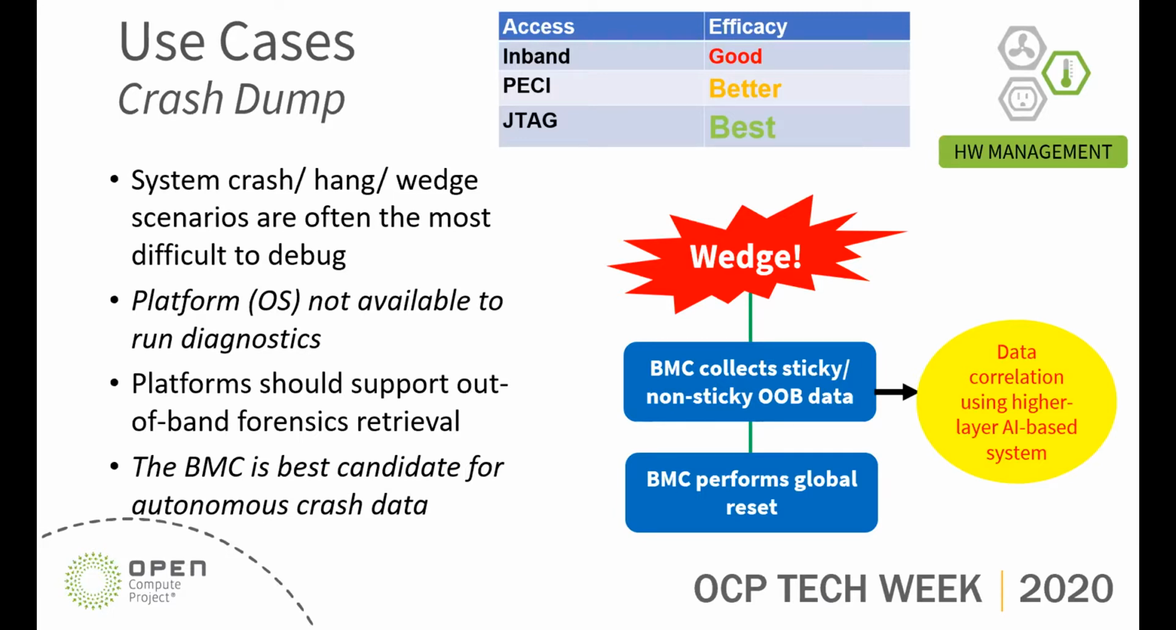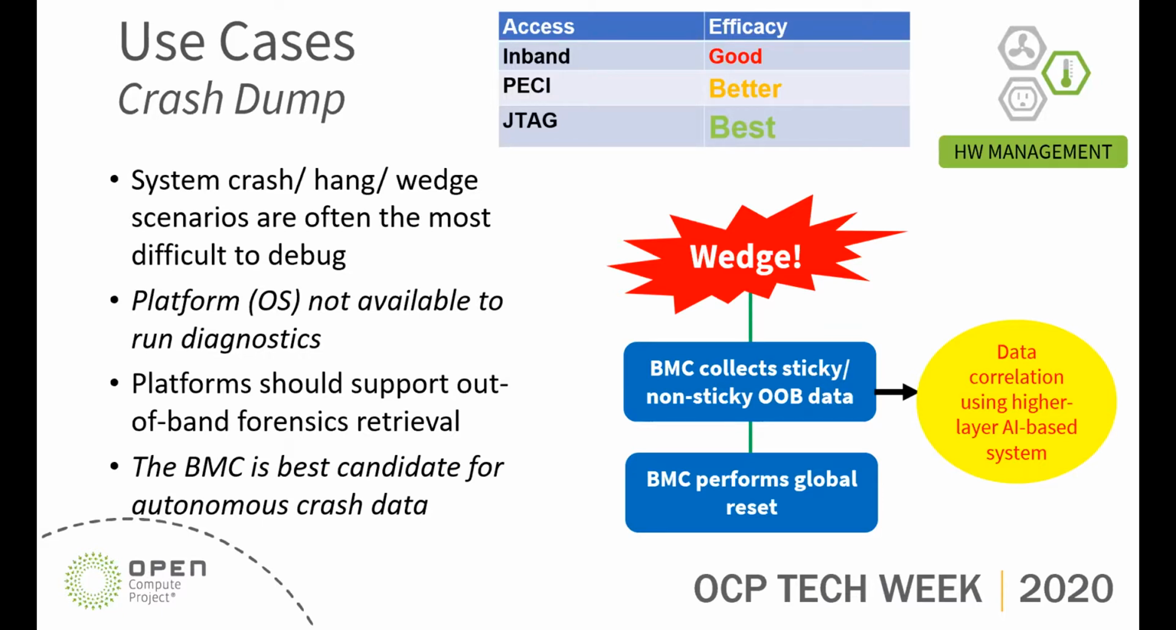At the top, you see the table, right? In band is good, right? If the platform is still running. PECI is out of band, so definitely better than the in-band scenario. And JTAG, of course, is the most superior solution of the three, based on the fact that it can retrieve more data, and has more capabilities certainly than PECI.